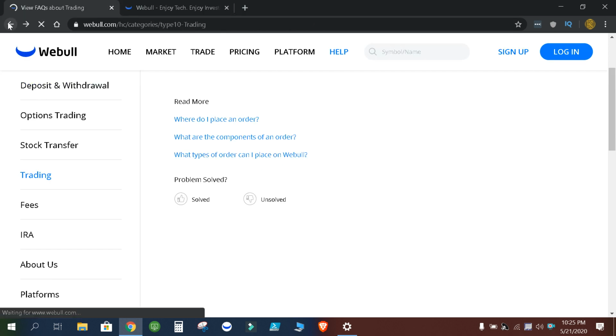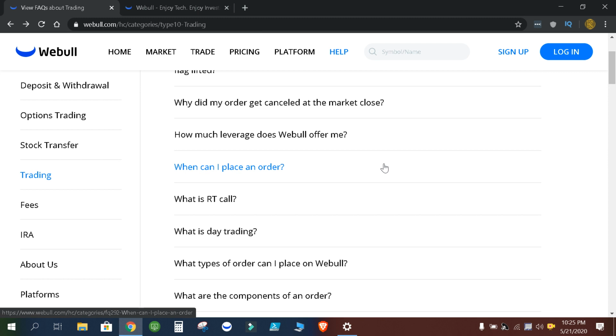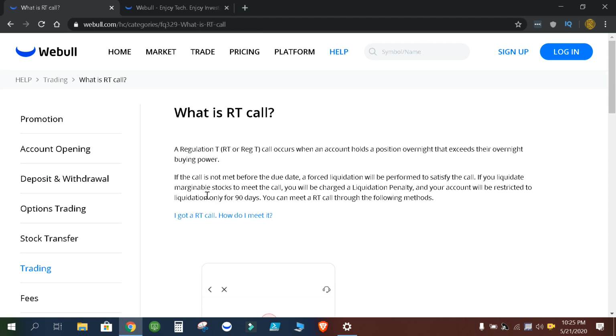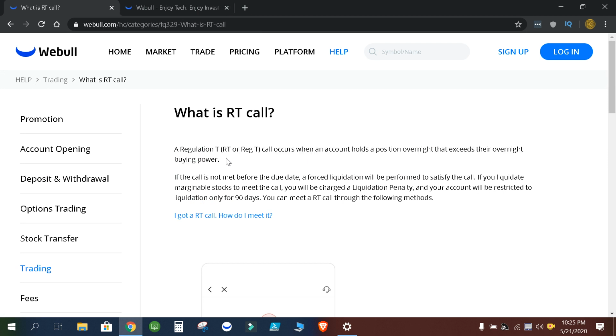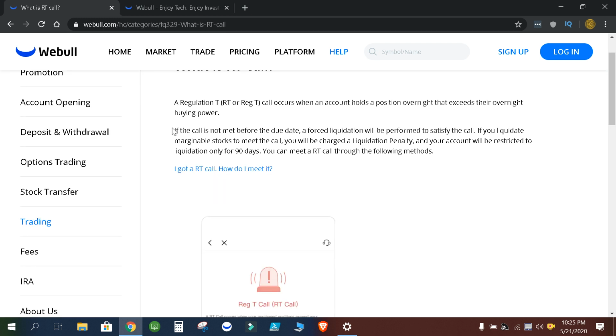Okie dokie. Moving on. RT call. What am I missing about RT call? Oh, Regulation T. Yeah. This touches on what I was telling you guys about, if you use your 4-time leverage or your 3-time leverage and you say, I'm not going to sell at the market close. If it's not met by the due date, they're just going to flat out force a liquidation. Again, you don't want to deal with this kind of stuff.